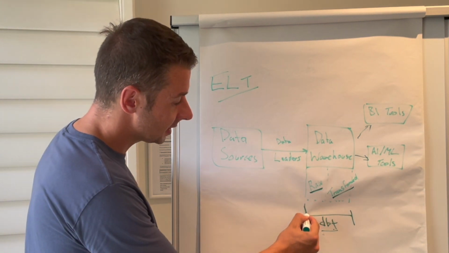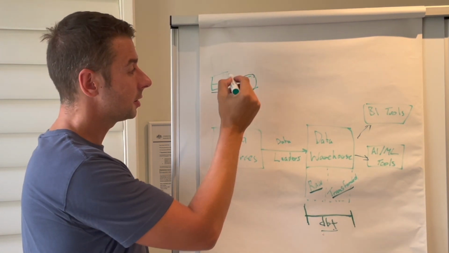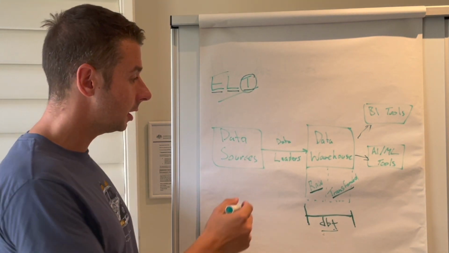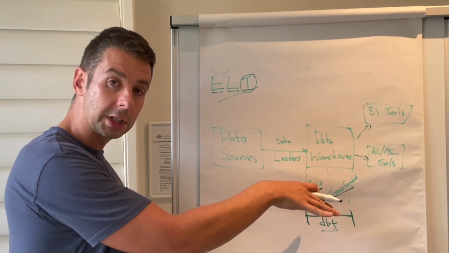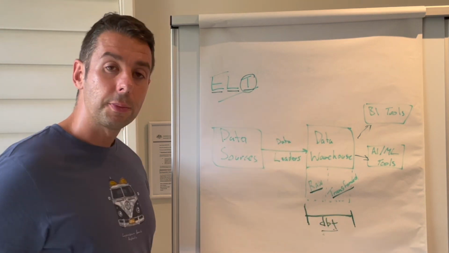So this is the space dbt plays in. It doesn't do the E, it doesn't do the L, but it does the transform piece, and that's the job that it carries out. So you're still going to need a tool to onboard your data onto your data warehouse and load it, but to do any transformations it's dbt.